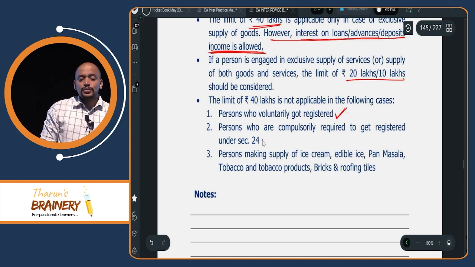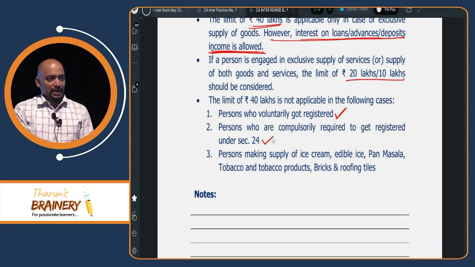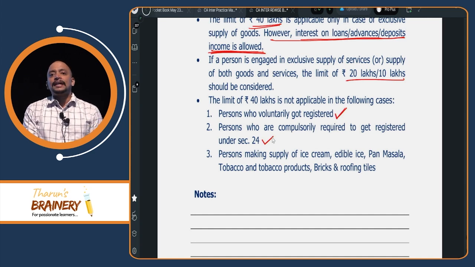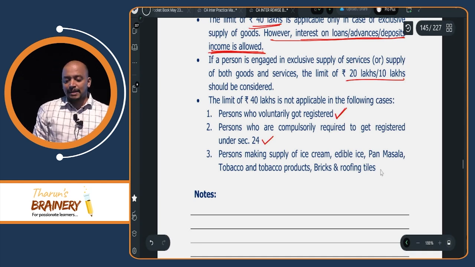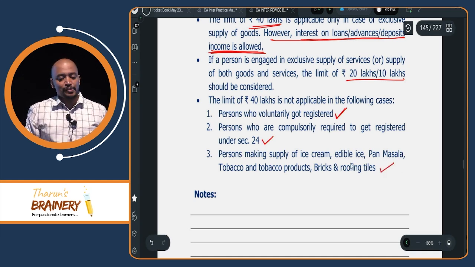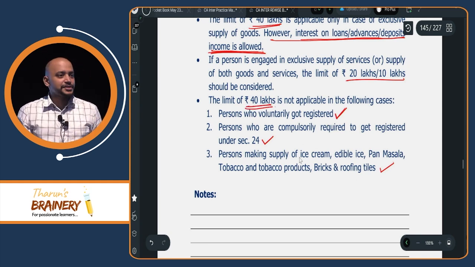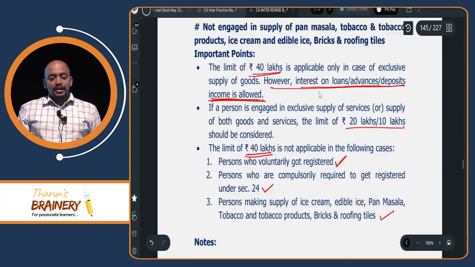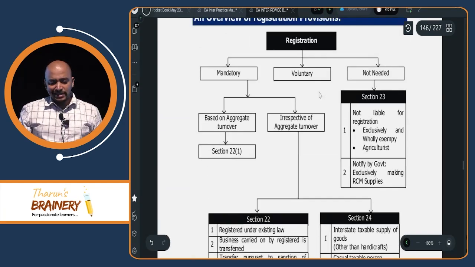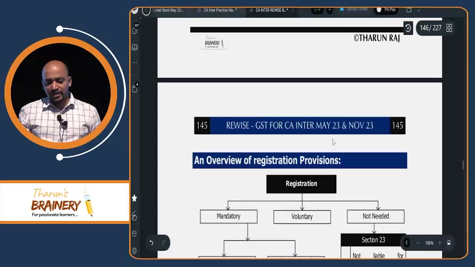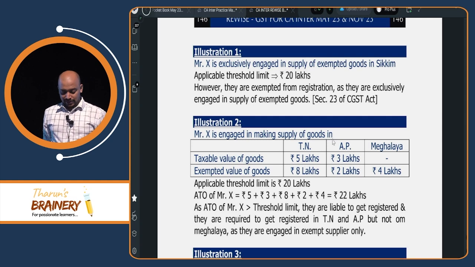Also, if a person is compulsorily required to get registered, then also this limit of 40 lakhs is not applicable. Compulsory registration means what? Irrespective of threshold limit, they are required to get registered. Then, a person making supply of ice cream, edible ice, pan masala, tobacco and tobacco products, bricks and roofing tiles also will not get the 40 lakhs limit. Understood? Now, look into the overview of these provisions. Below this, page number 146, there are some illustrations. Have a look into that illustration.